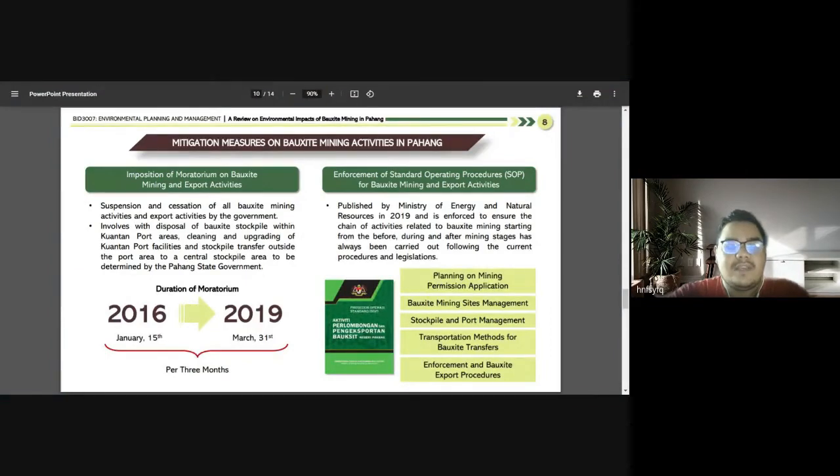The moratorium began on January 15, 2016 and ended on March 31st, 2019, with an extension of 3 months. Second, the enforcement of standard operating procedures, SOPs, for bauxite mining and export activity. These SOPs are enforced to ensure that all activity related to bauxite mining, from before, during and after the mining stage, is always carried out following the current procedures and legislation. So I will pass to the next presenter for recommendation and conclusion.